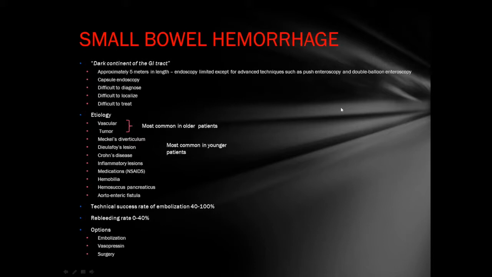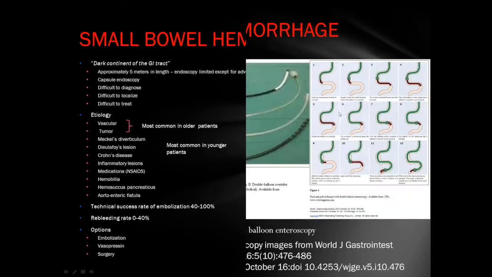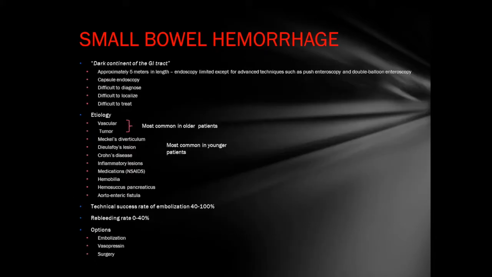Capsule endoscopy can be helpful, but it's still very difficult to localize, diagnose, and treat lesions in the small bowel. Etiologies listed below include vascular lesions and neoplasm, which are the most common causes in older patients. In younger patients, Meckel's diverticulum, Dieulafoy's lesions, and Crohn's disease would be the most common causes.